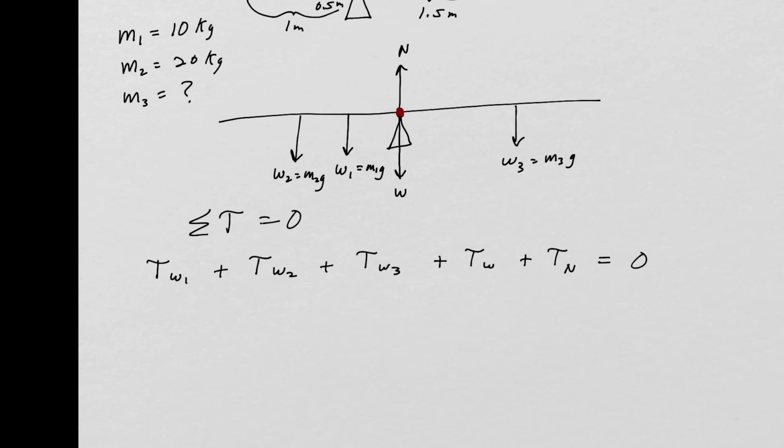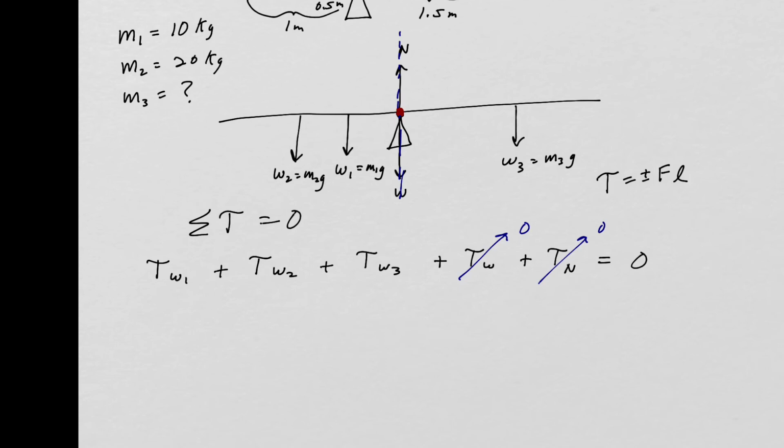But the normal force and the weight of the board are passing right through the axis of rotation. The line of action goes right through the axis of rotation. There are no moment arms, so these two are going to be 0. They're not going to contribute any torque about that point. Remember, to find torque, it's plus or minus the force times the moment arm, and they have no moment arm.